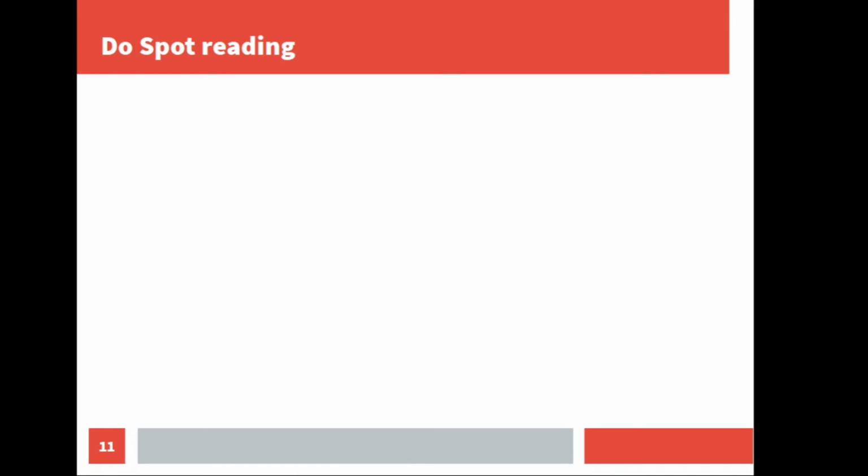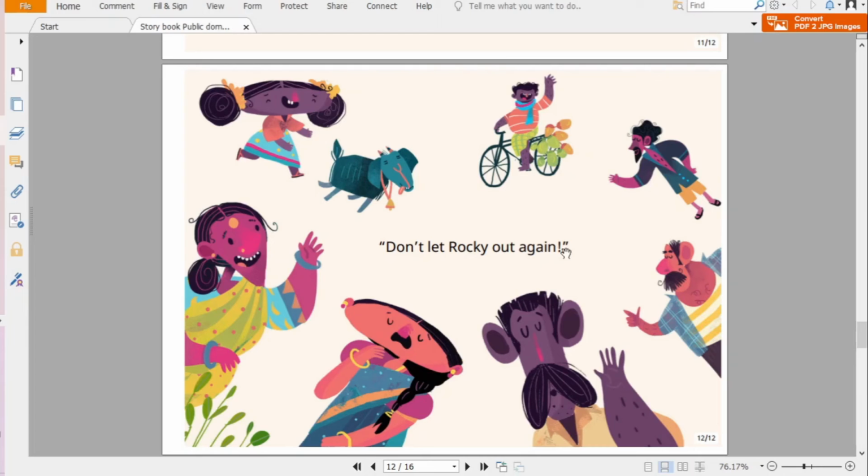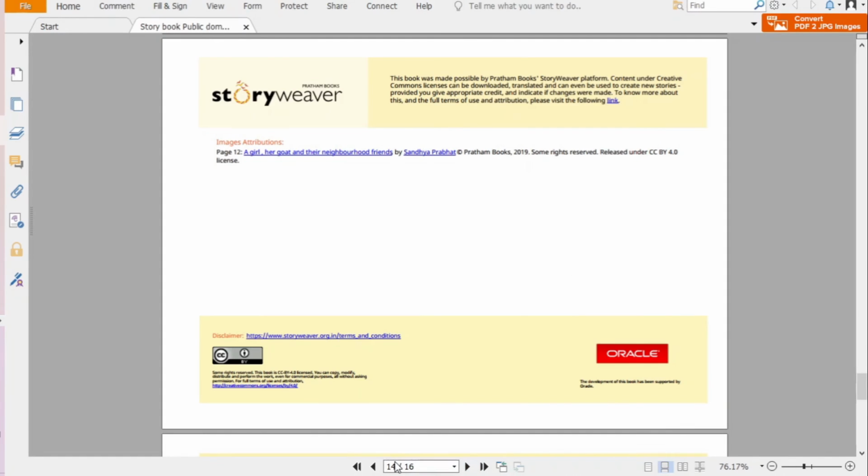With spot reading, you just want to check that the child knows the words, understands the words, and can read. Spot reading then, you just go to any page, let the child read this page, let the child start reading. He can even start reading backwards. Then you go to another page.